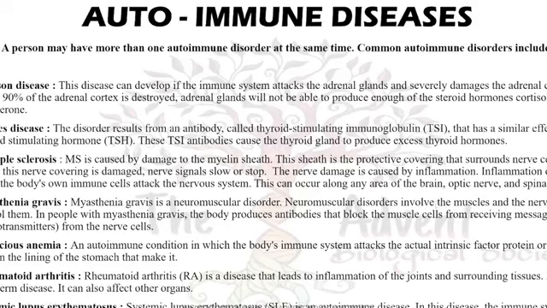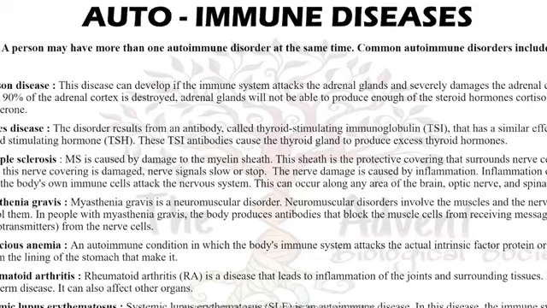Now a person may have more than one autoimmune disorder at a time. Some autoimmune disorders are Addison's disease, Graves' disease, multiple sclerosis, myasthenia gravis, pernicious anemia, rheumatoid arthritis, and then systemic lupus erythematosus.